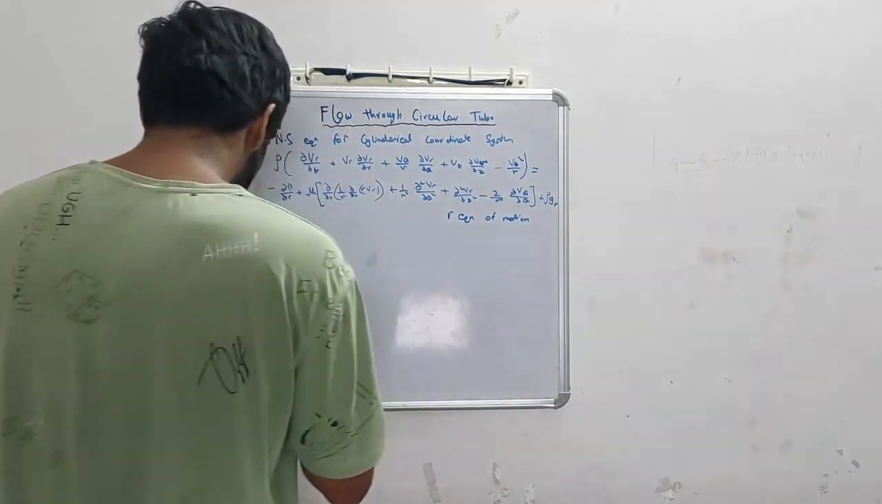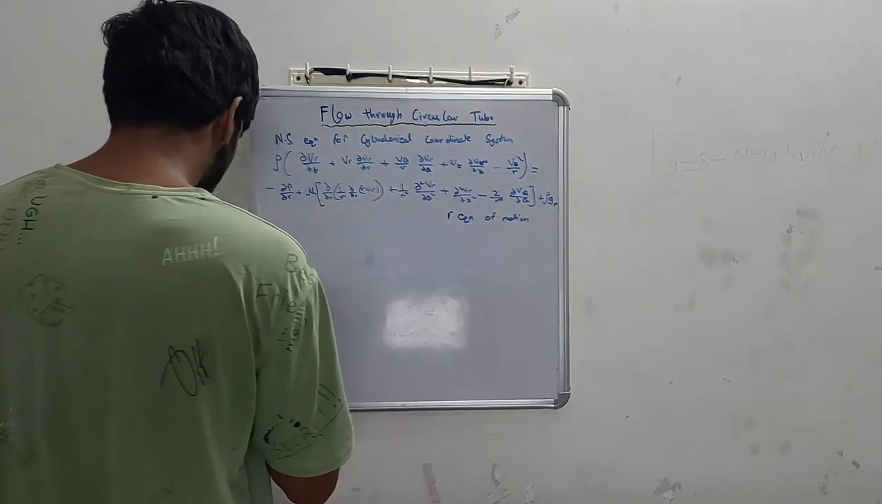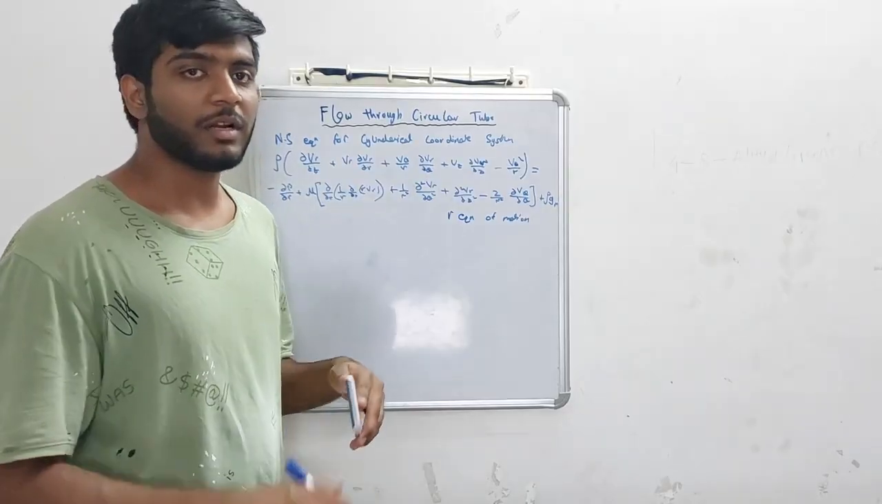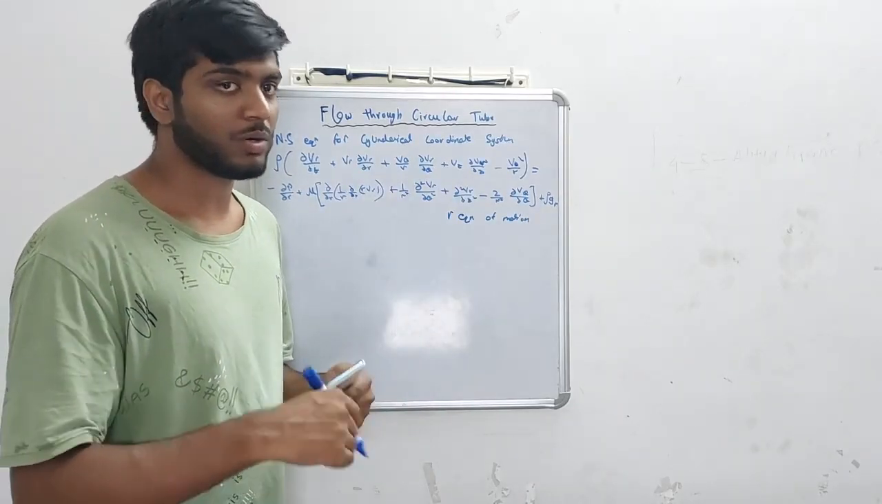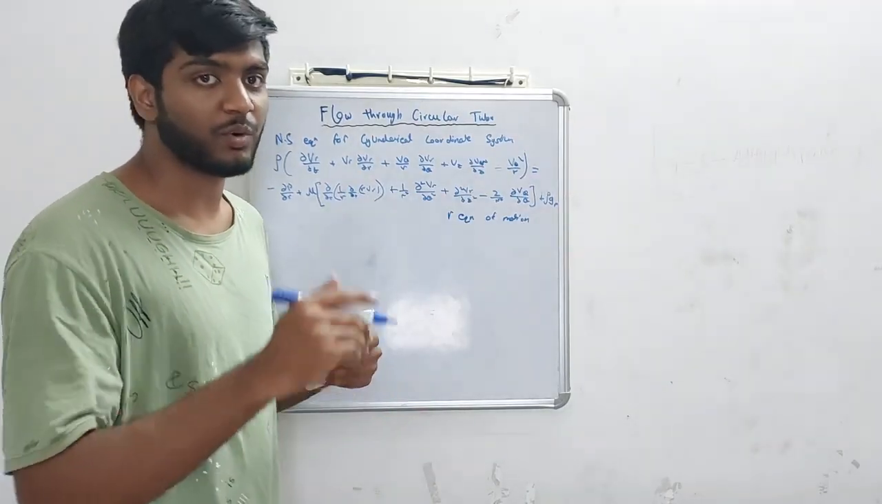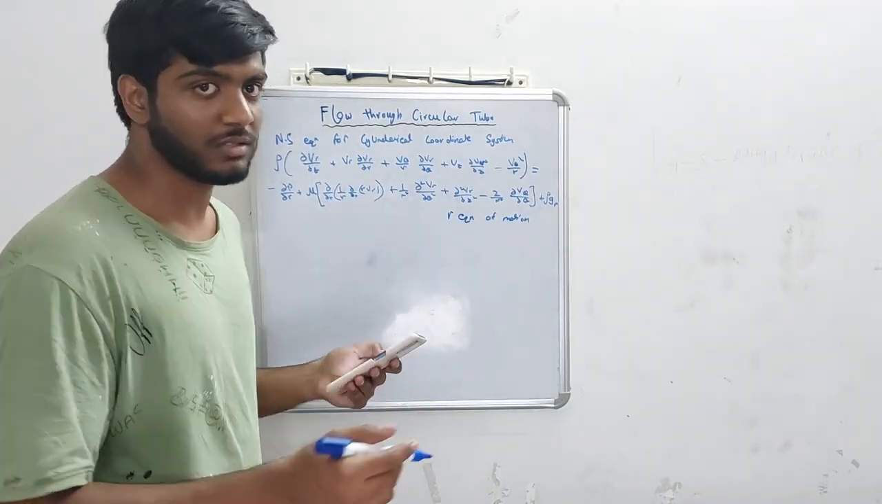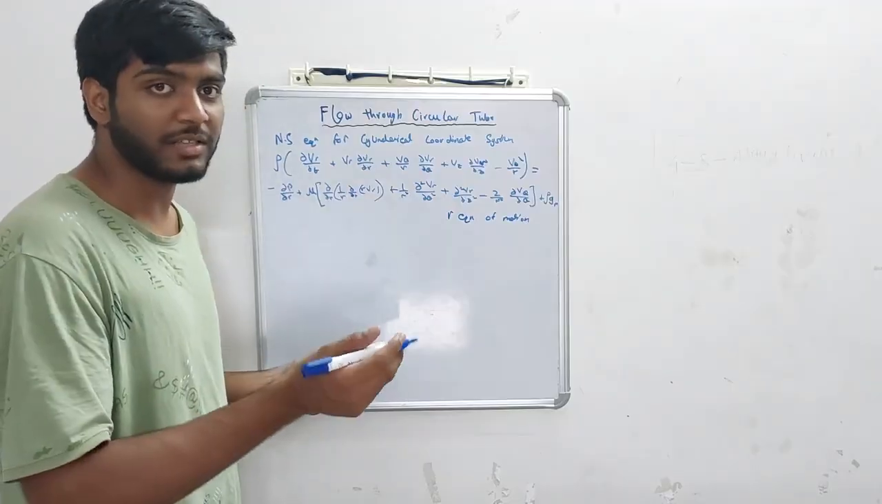The next equation will be the theta one. Similarly, the theta equation of motion is also not useful for us as our direction of flow is in the z direction. So we'll only use the z direction equation of motion.